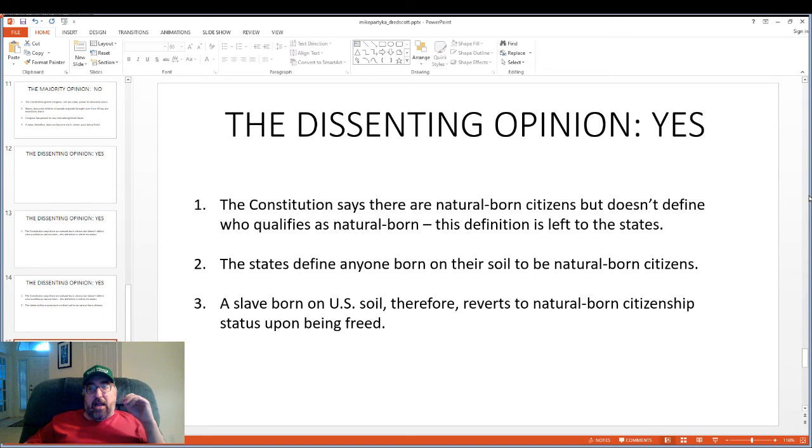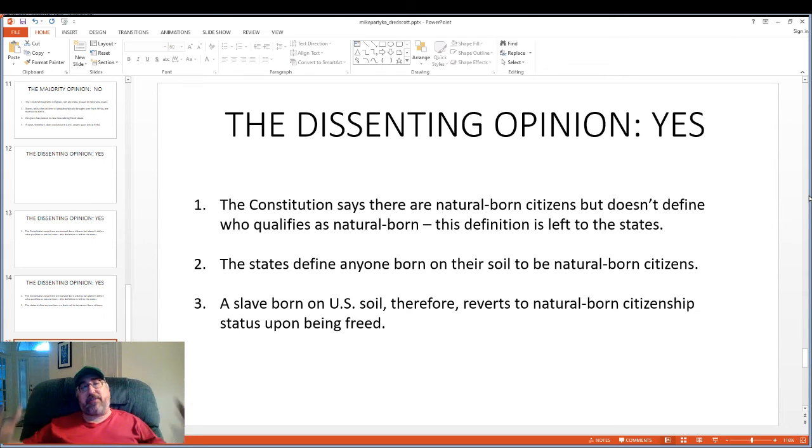Now, understanding that the condition of slavery is something that is imposed by law, it's not something that is a natural trait of human beings, slavery cancels out a person's natural born citizenship until such time as that slavery is removed. Therefore, a slave who is born on U.S. soil reverts to natural born citizenship status upon being freed. So, under this logic of the dissent, Dred Scott should have been recognized as a citizen. Now, as it was under the majority opinion, he was not.